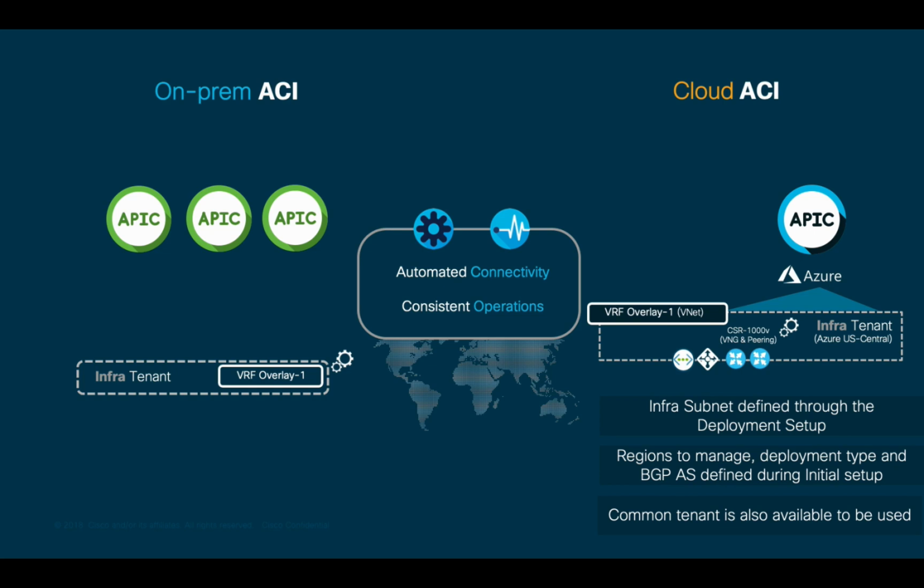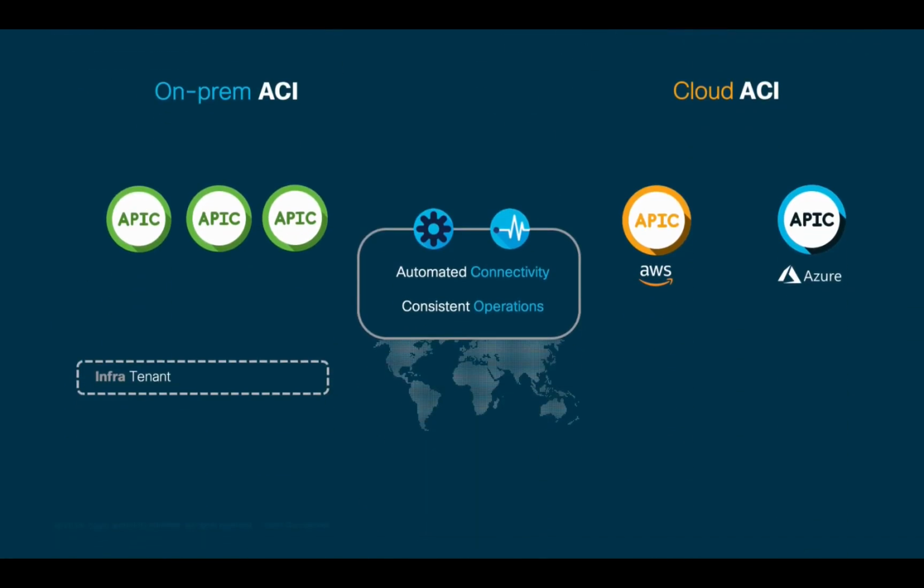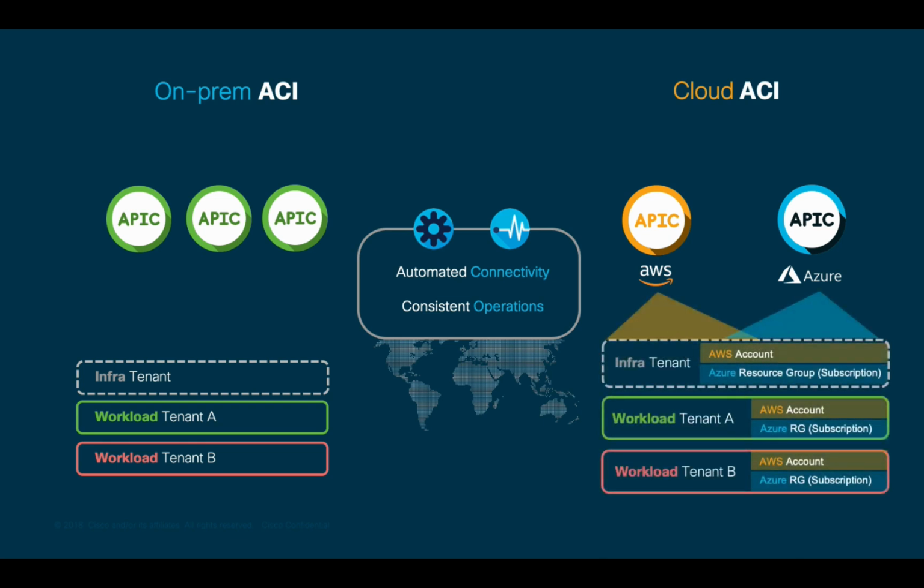Once Cloud APIC is configured, we can start our logical network configuration by creating a tenant just as we know it. When running ACI in the cloud, each tenant is either a different account, in the case of AWS, or a different resource group, in the case of Azure. Azure can use different subscriptions or share the same subscription for different tenants as long as different resource groups are created. As you create your different tenants in your ACI deployment, Cloud APIC will automatically configure all the necessary network settings on each tenant account or resource group across different VPCs or regions for each cloud.